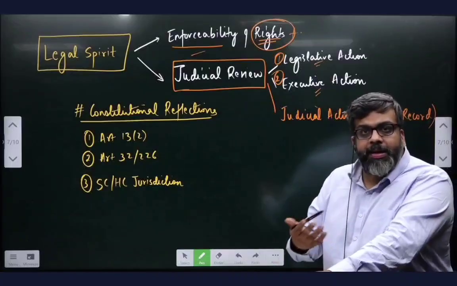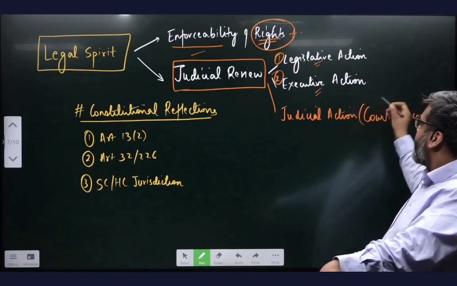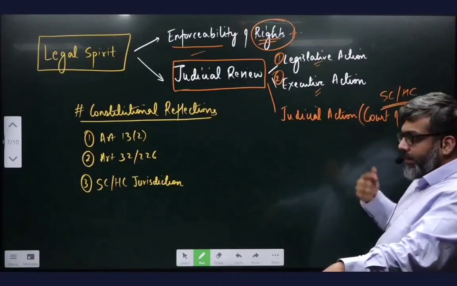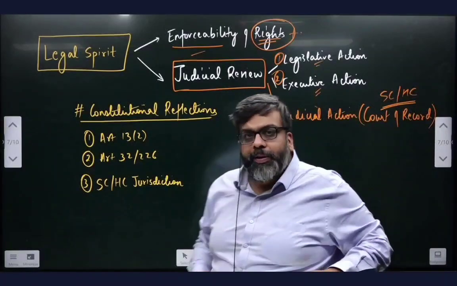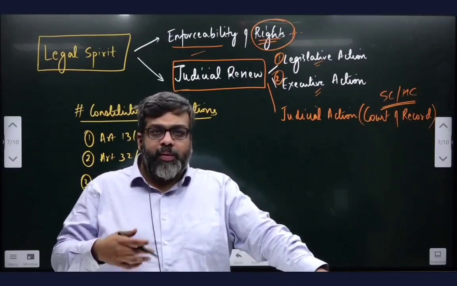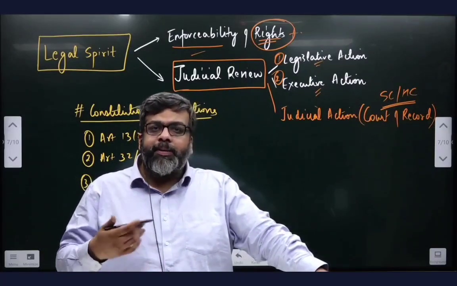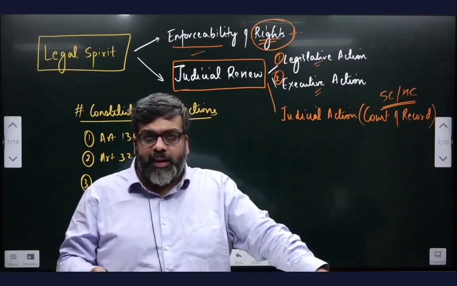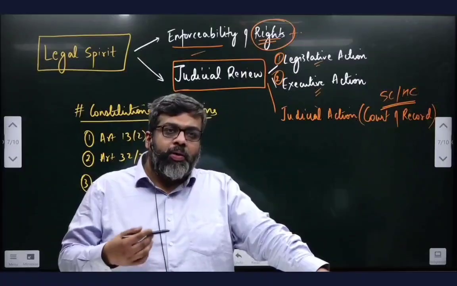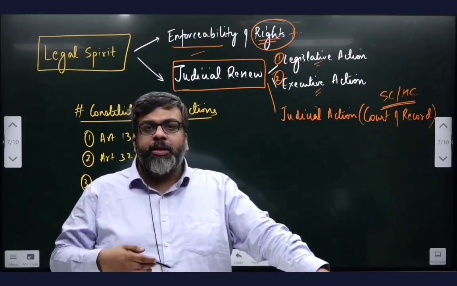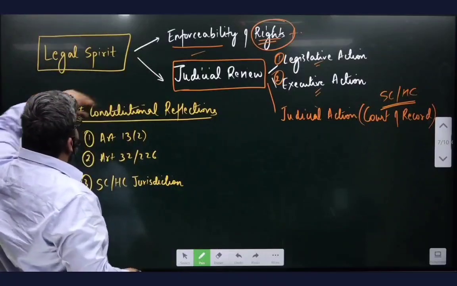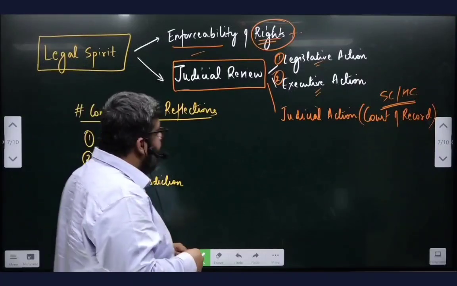We have an independent and an integrated judiciary, and the higher courts, the Supreme Court and the High Court, are courts of record. This is something that I'll teach you in more detail when we do judiciary, but basically a court of record is something to the effect that anything presented before the court is a part of substantive proceedings and substantive record of the court. And two, the courts have the power to review their judgments, to keep evolving their judgments. All of this is in the larger spirit of something called the legal spirit.